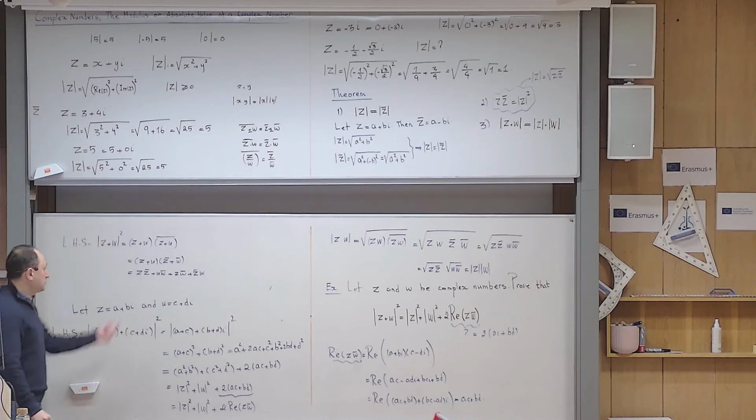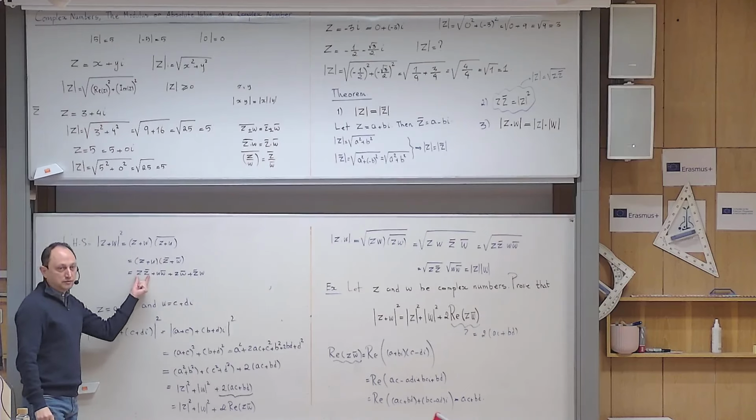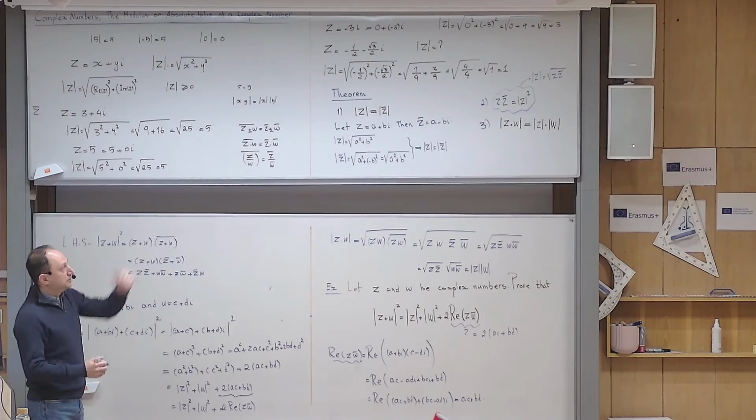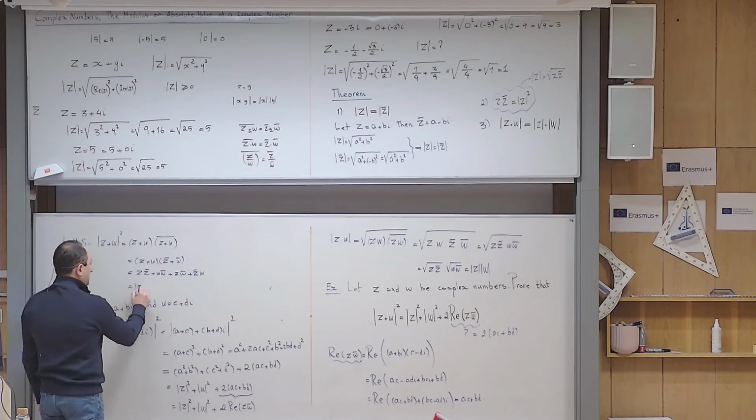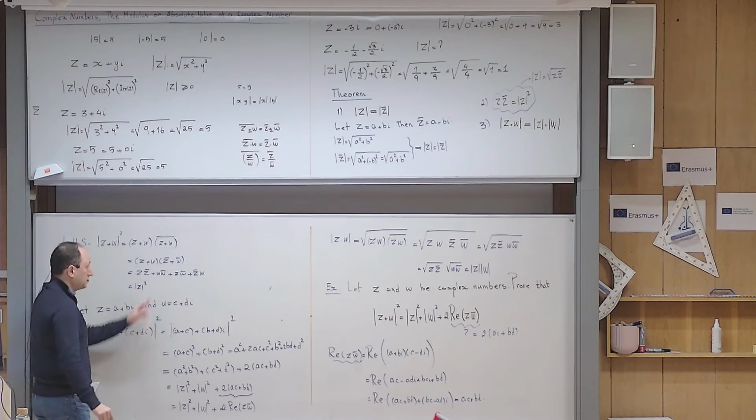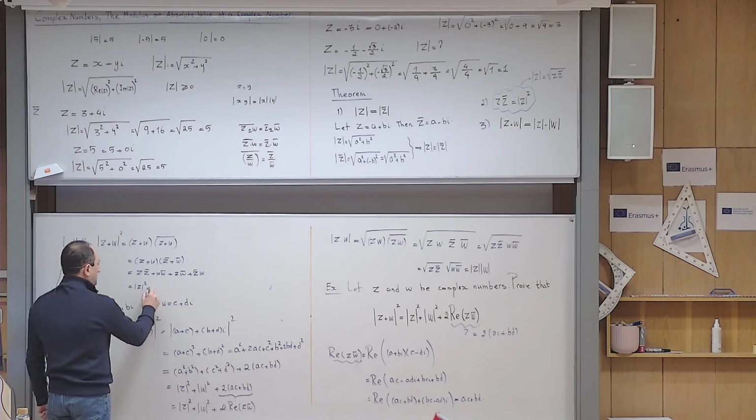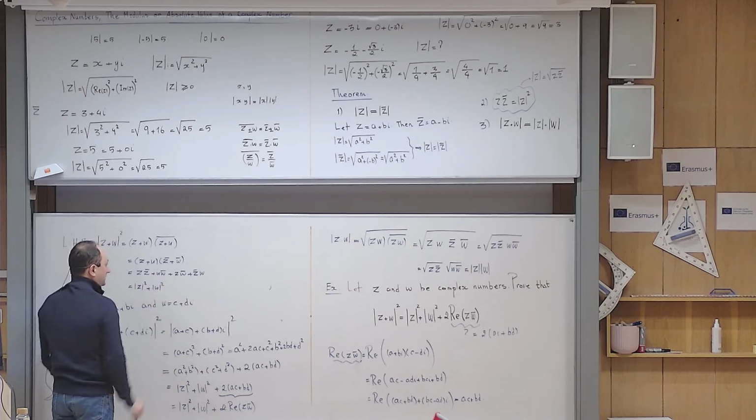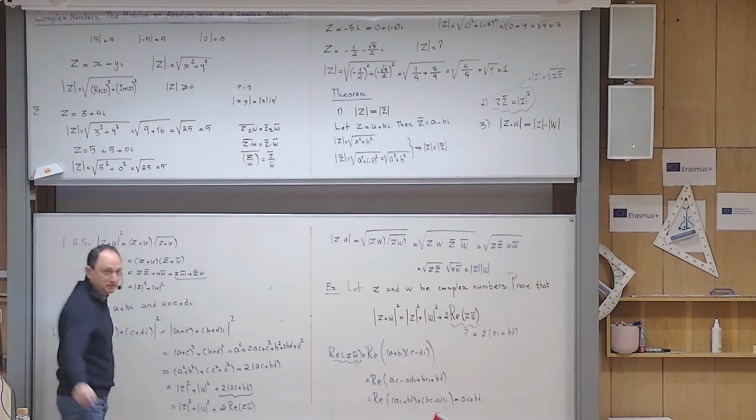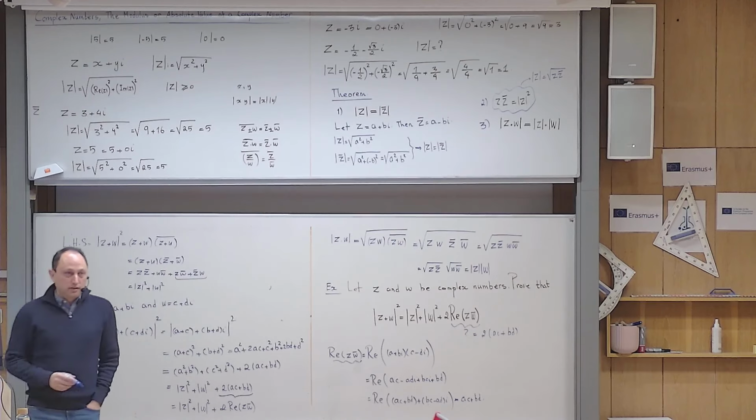Yes? But what can I write for this part? It's on the board: the absolute value of Z squared. What can I write for this part? The absolute value of W squared. The tricky part is this one. Do you have any idea what to do with that?